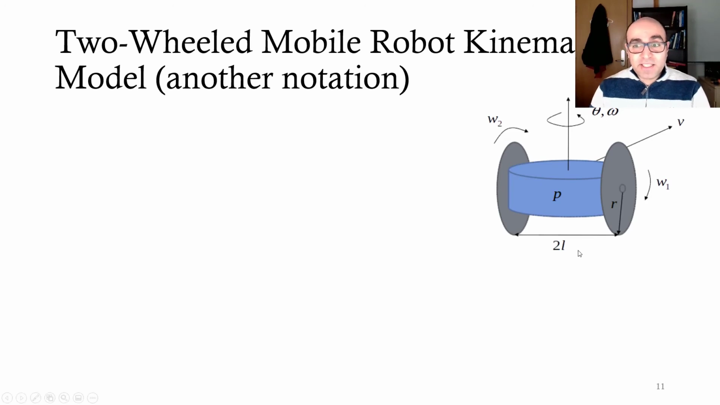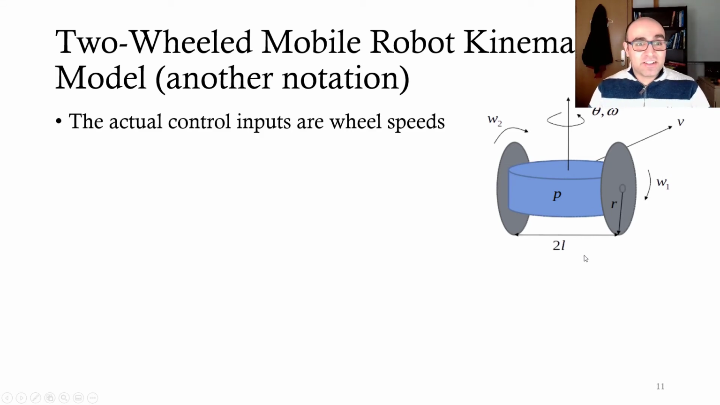It's not a big deal. One difference is the distance between the wheels is described with 2L instead of one capital L that we had last session. This is nothing important.